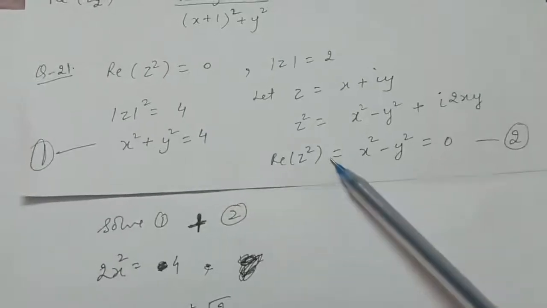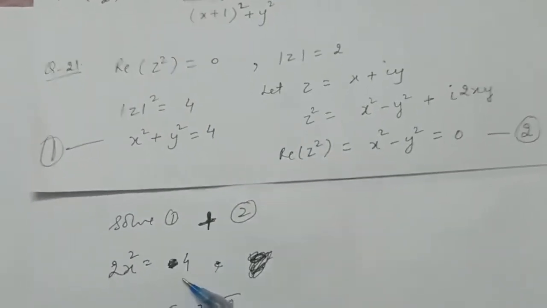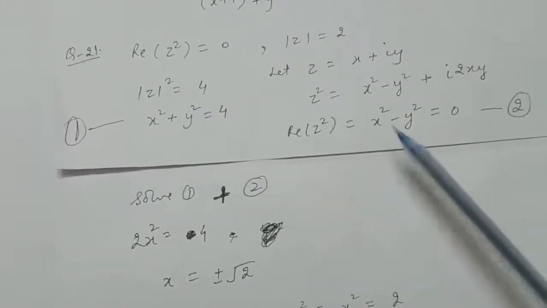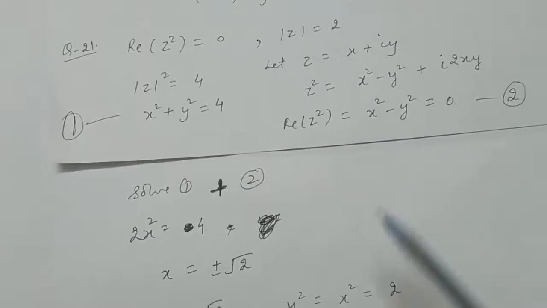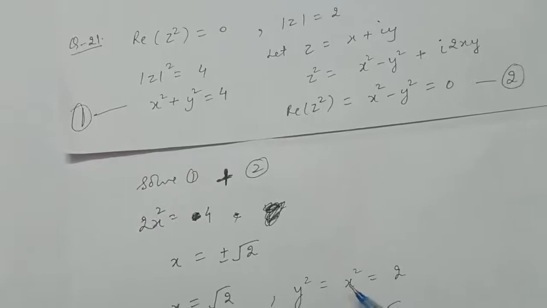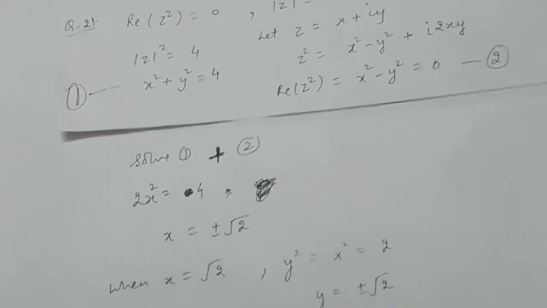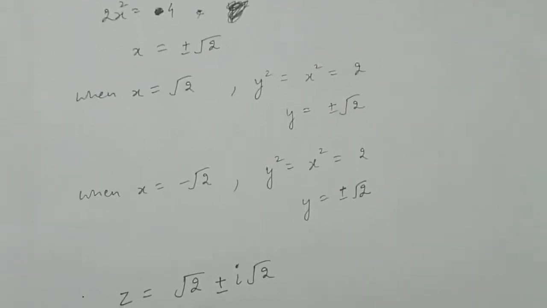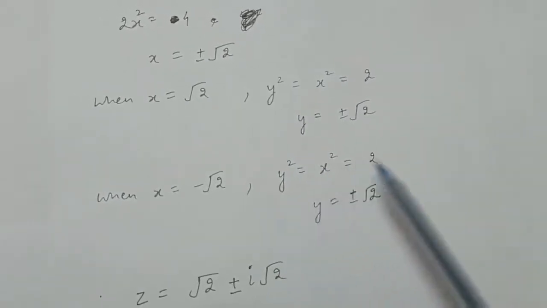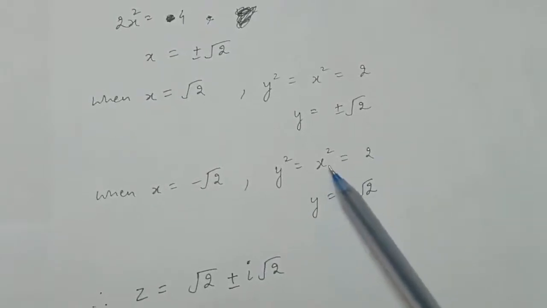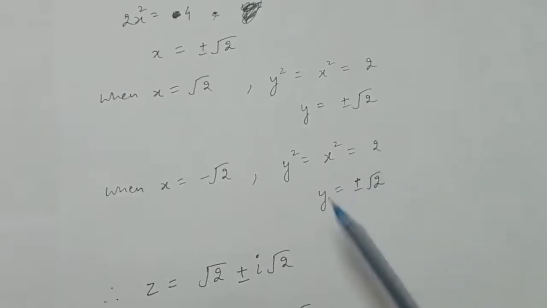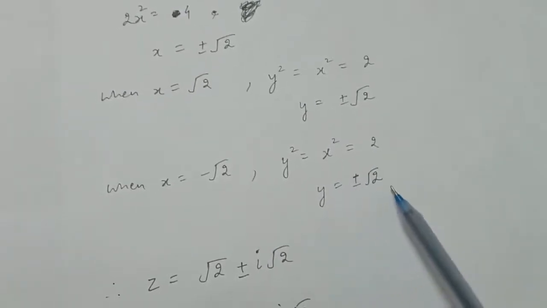Now add 1 and 2, then you will get 2x square is equal to 4 and x will be then plus minus root 2, right? Now using this equation, x square is equal to y square. When x is equal to root 2, y square will be 2 and y will be plus minus root 2, right? And when x is minus root 2, then also y square will be equal to 2. When you place minus root 2 in place of x, minus root 2 square will also be 2. Again you will get y as plus minus root 2, right?